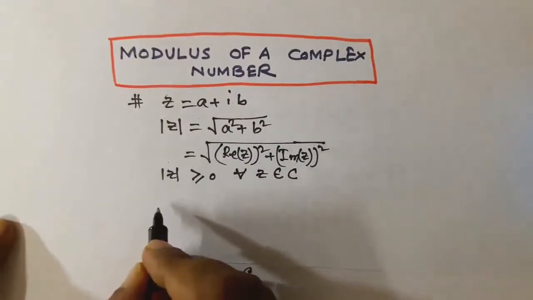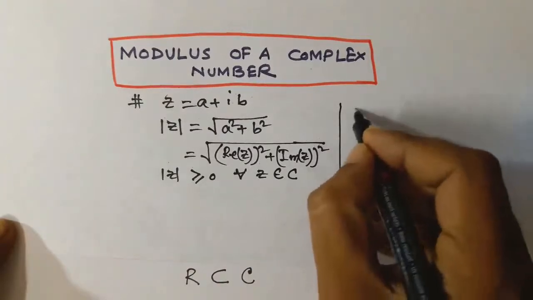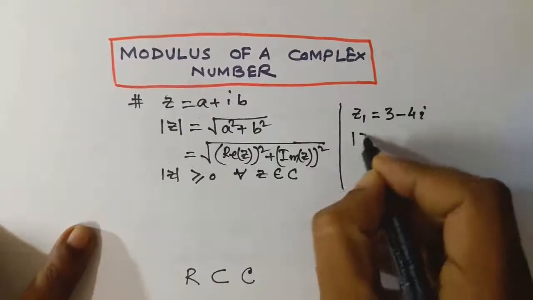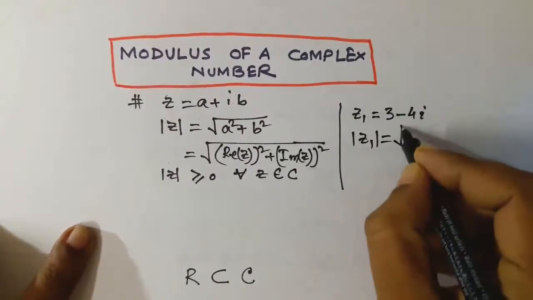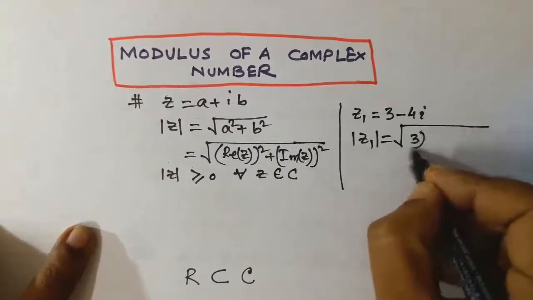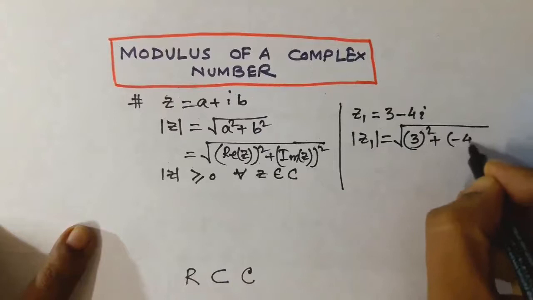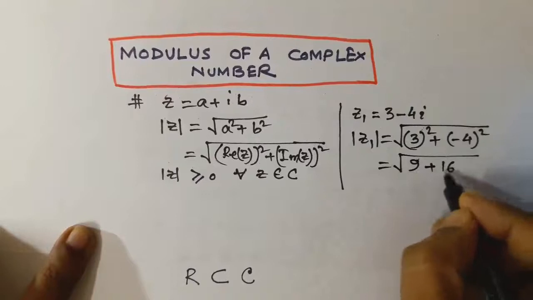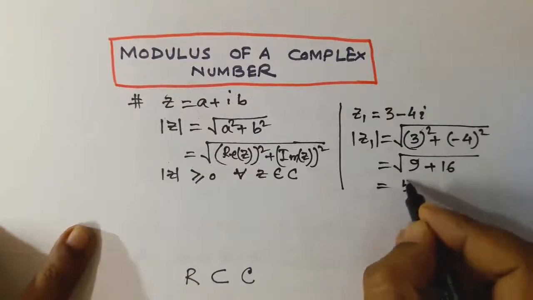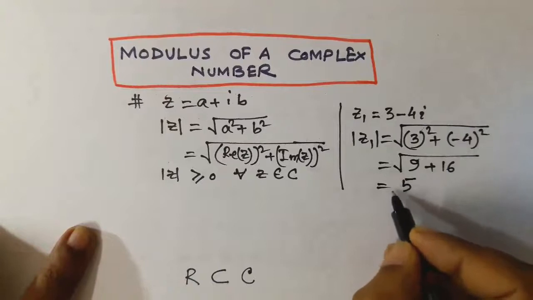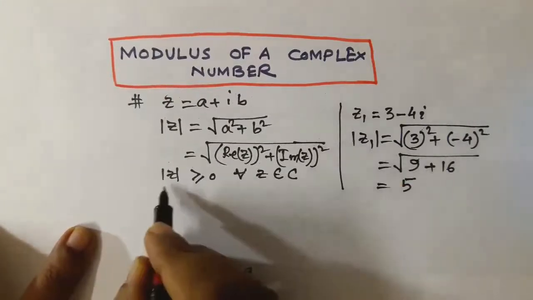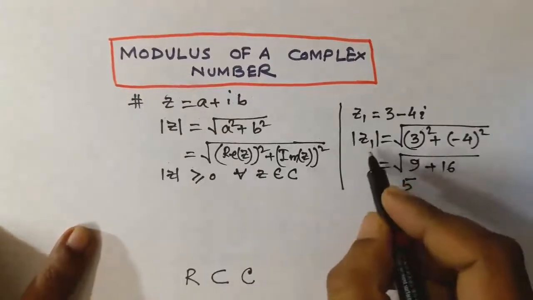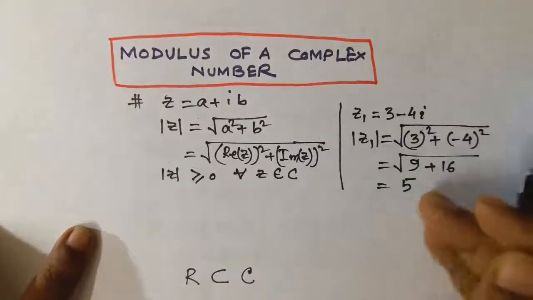For example, if we take z1 is equal to 3 minus 4i, then modulus of z1 is equal to under root 3 square plus minus 4 whole square, that is root under 9 plus 16, which is equal to 5. We cannot write this as plus minus 5 because modulus z is always greater than or equal to 0. So the value of modulus z will be 0 or more than that.